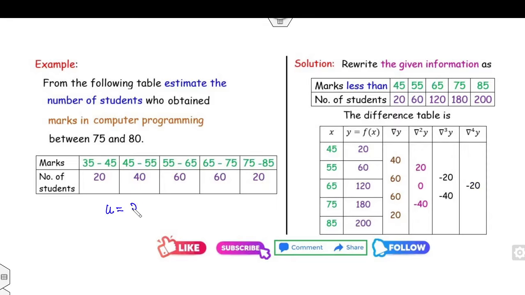Can you find the value of u? That is x minus xn over h. What is the value of x? Because my target is to find the value at the point 80. So x is 80, xn is the last number, the difference h is 10. So the answer is minus 0.5.